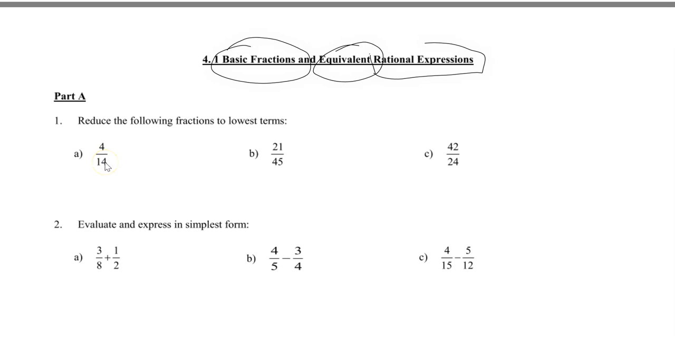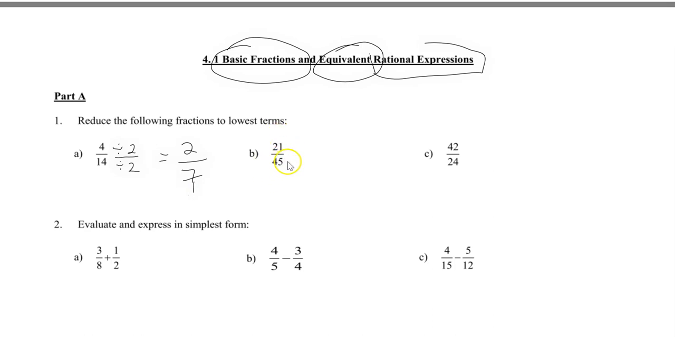We have 4 over 14. We want to reduce the following fractions to lowest terms. We're looking for a number that goes into both 4 and 14, which is going to be 2. Let's show a little more work here. We can divide 4 by 2, and we can divide the 14 by 2. 4 divided by 2 is 2. 14 divided by 2 is 7. And so 4 out of 14, in lowest terms, is 2 out of 7.